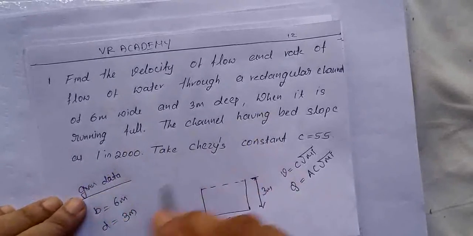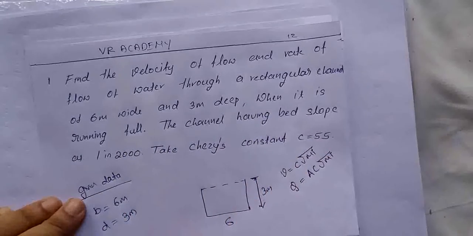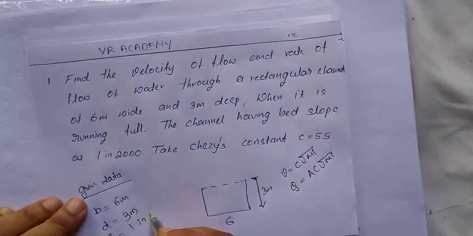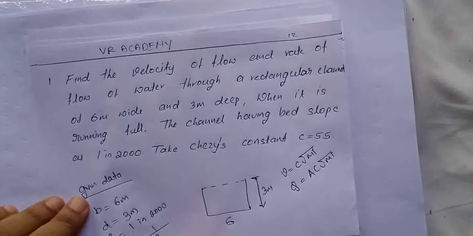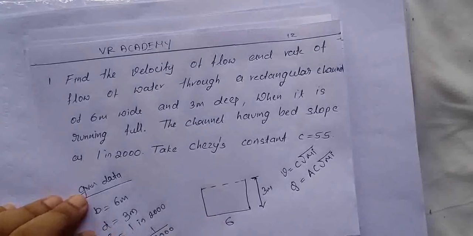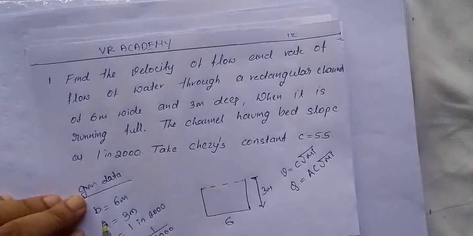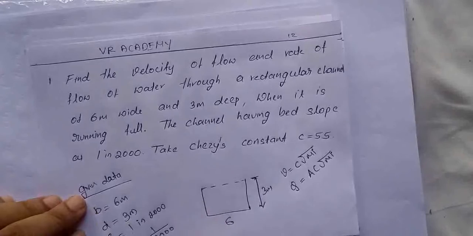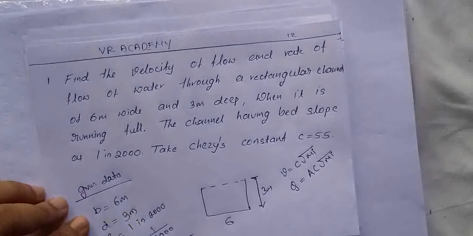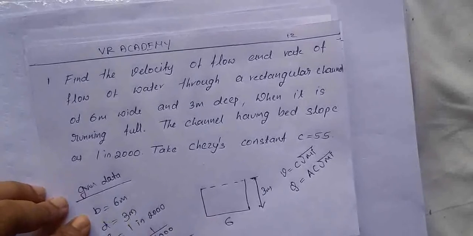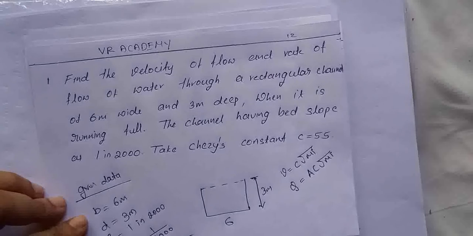Any other data? The channel has a bed slope I is equal to 1 in 2000, where 1 is vertical and 2000 is horizontal. So the slope is equal to 1 by 2000. And the Chezy's constant C is equal to 55. So the width of the channel is 6 meter, the depth is 3 meter, the slope is vertical by horizontal, 1 by 2000, and Chezy's constant C is equal to 55.